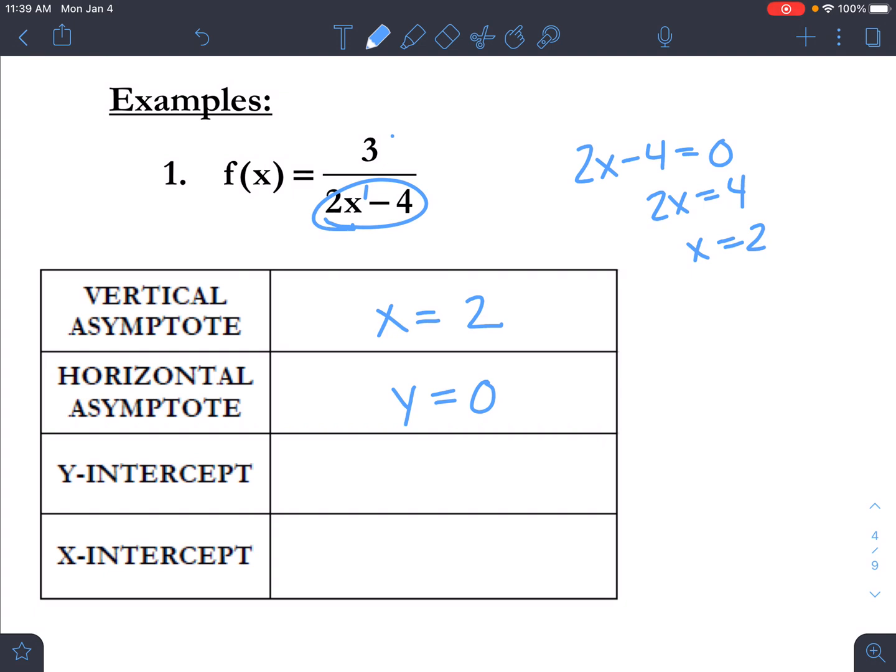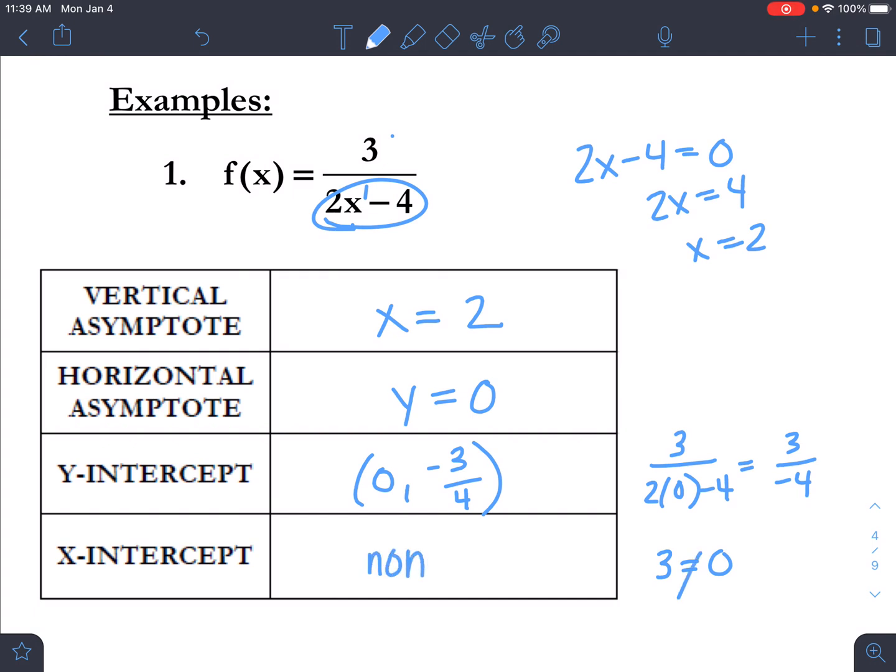Okay, y-intercept, you set x equal to 0. So 3 over 2 times 0 minus 4 is 3 over negative 4. So 0, negative 3/4. And your x-intercept is when you set the numerator to 0. Numerator equal to 0, that doesn't give us anything, so there's not any x-intercepts, which can happen.